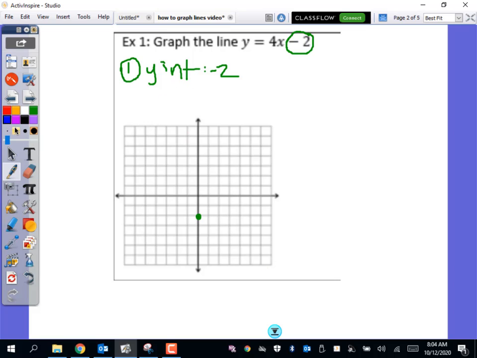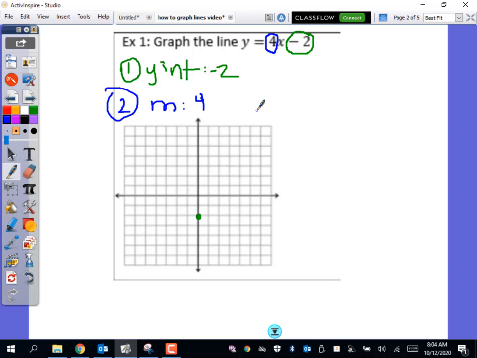Yay. Now we've got to talk about the slope. Okay. Well, what number is my slope? Well, it's the number that's next to x. It's the coefficient of x. So if I look at this equation, here's the y, here's the x. The number next to x is a 4. So that means my slope is 4.